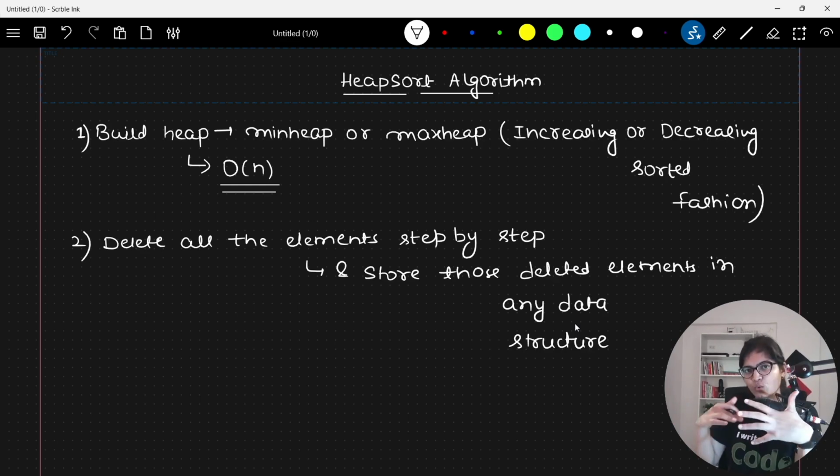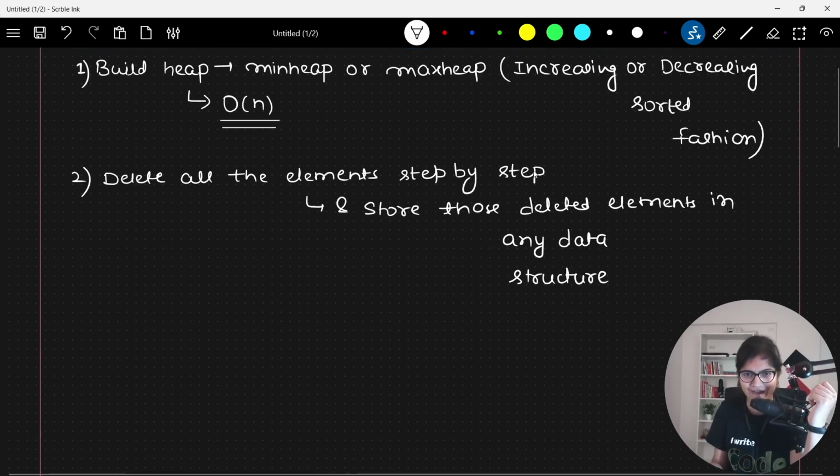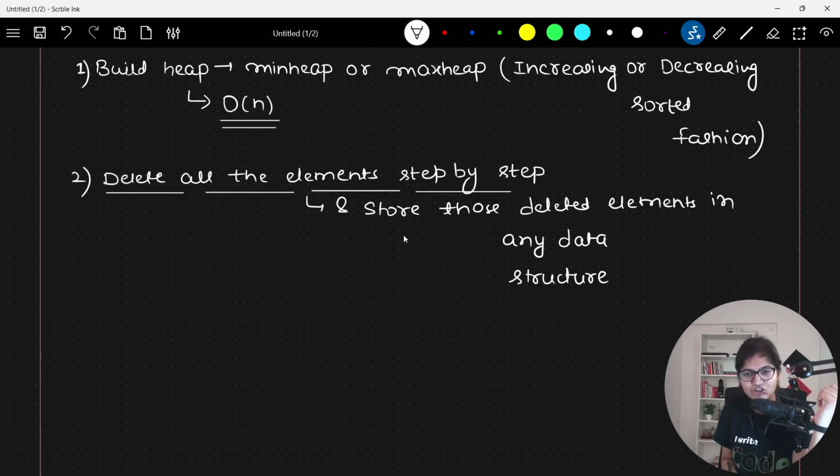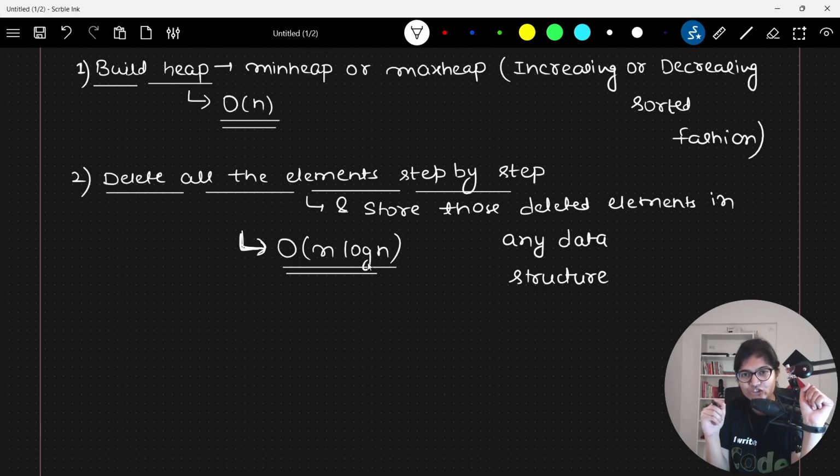There is no reason to go for an out-of-place kind of algorithm. You can store it in the same array. So the important point to understand here is that we are doing a deletion for all the n elements. We have already discussed that a single deletion takes log of n time complexity. Now when I say that we are doing a deletion for n elements, it will be big O of n into log of n, because for a single deletion the time complexity is log of n, and for n elements deletion, the time complexity becomes big O of n log n.